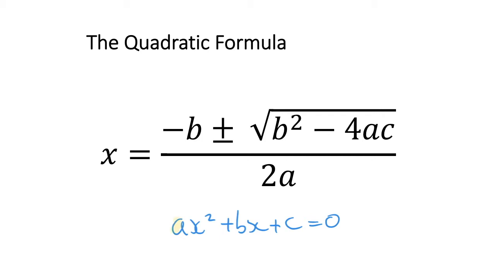Your a value is going to be the value in front of the x squared. Your b value is going to be the value in front of x. And then your c is going to be the standalone value without an x variable. So once you have identified what those values are, you substitute them into the quadratic formula to work out your two values of x. So let's have a look at an example of how we can apply the quadratic formula to be able to solve a quadratic equation.